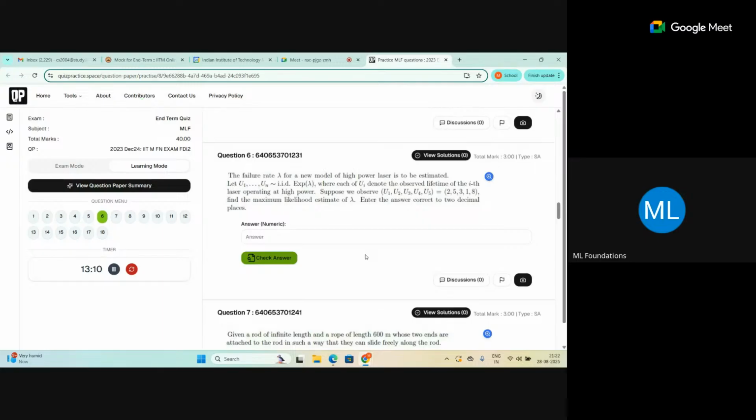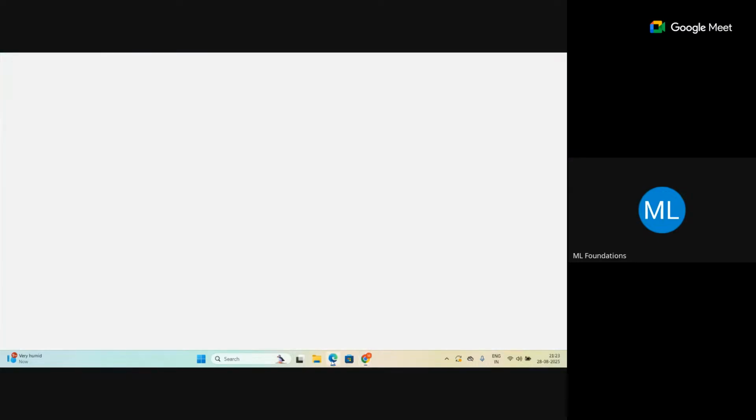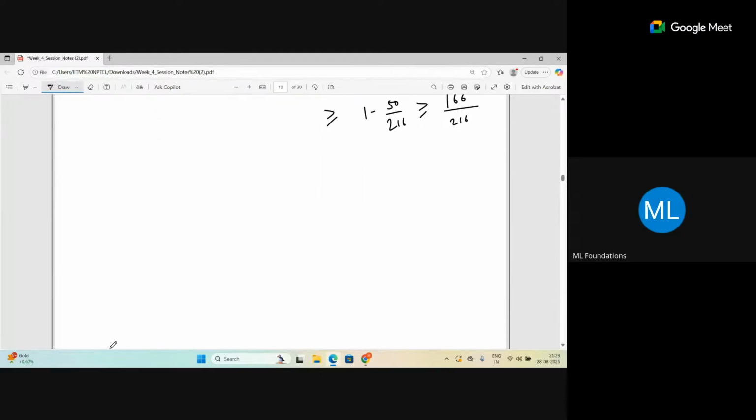I need to find out the maximum likelihood estimator of lambda, right? So this is also a nice question, so let's see how to solve that. U1, U2, up to Un are IID random variables with exponential distribution, and the rate parameter is lambda here.